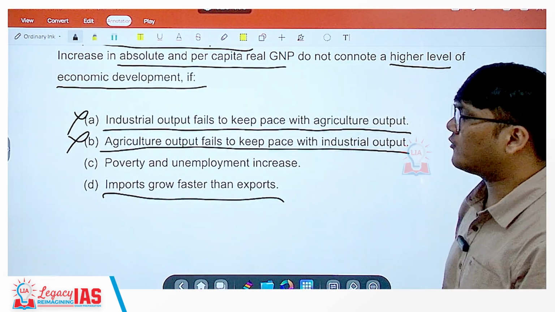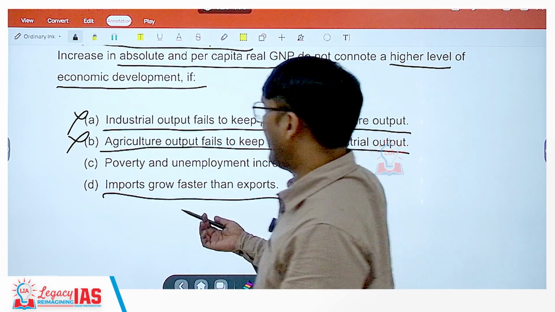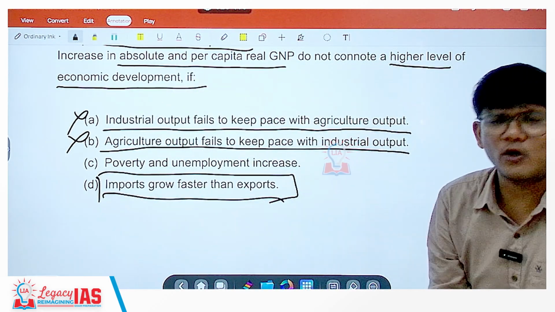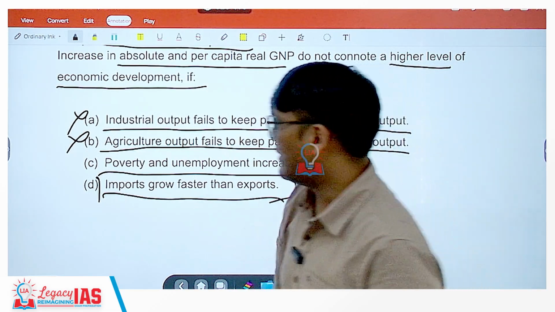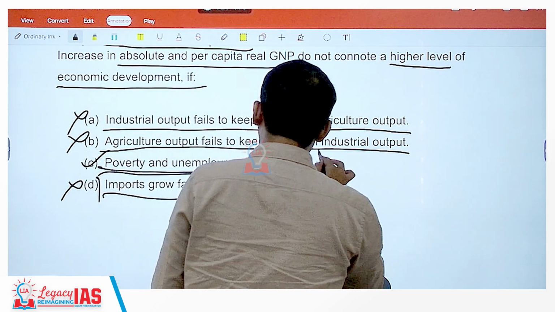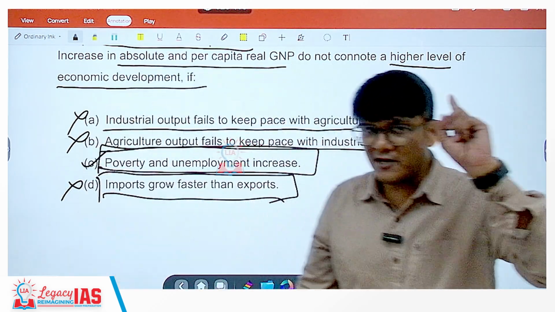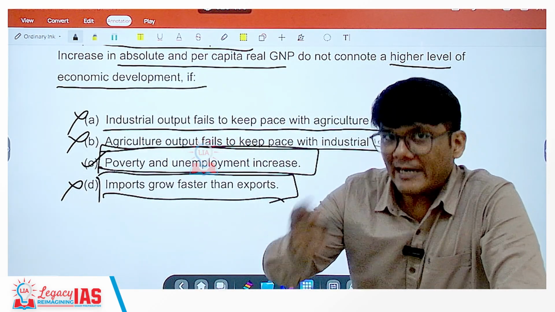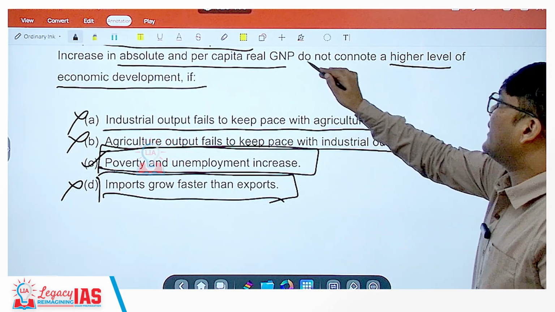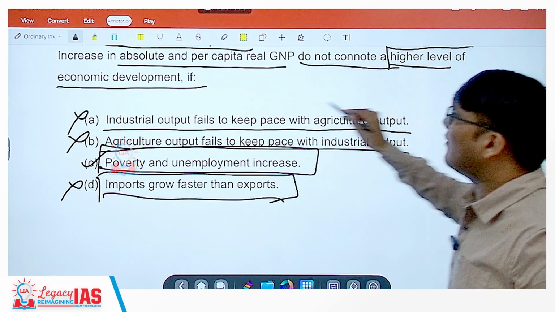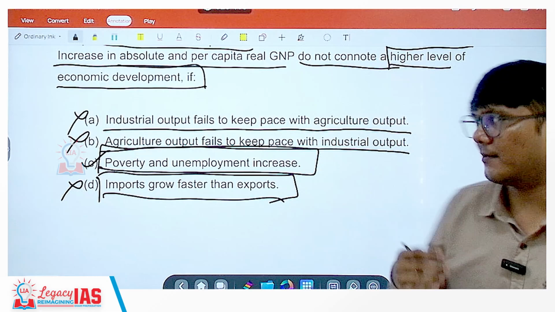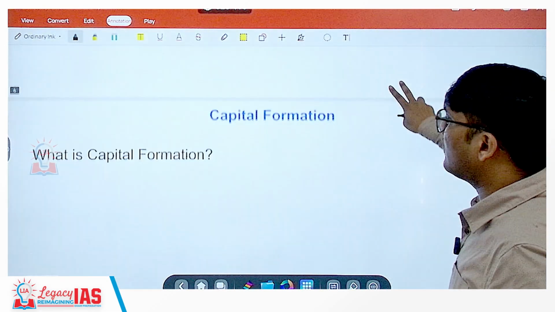Imports grow faster than exports? Not necessarily. It has nothing to do with economic development. It is again with respect to economic growth, not development, and foreign exchange, not development. So this is wrong. So what is the correct answer? Poverty and unemployment increases. So even if there is economic growth, but poverty and unemployment is increasing, that means it does not indicate a higher level of economic development, even though the economic growth is there. I hope that's absolutely clear.